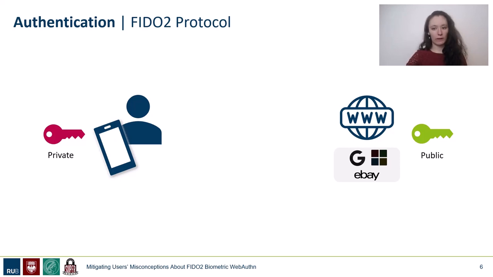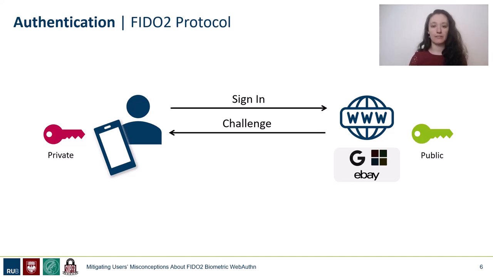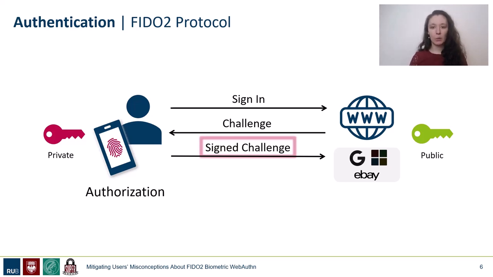A few days later, you might come back and you want to sign into your eBay account. The first thing that happens then is that the website sends a so-called challenge to the user's device. This challenge then needs to be signed with the private key that is stored on the user's device. So what happens when the user provides their biometrics to the device is that they authorize the use of the private key to sign the challenge that the website had sent. Once the challenge is signed, it is transmitted back to the website, which can verify it using the public key it stores. So what is essential here to understand is that the biometric data never leaves the user's device. So your fingerprint or face recognition data only stays on your device. The website does never see it.